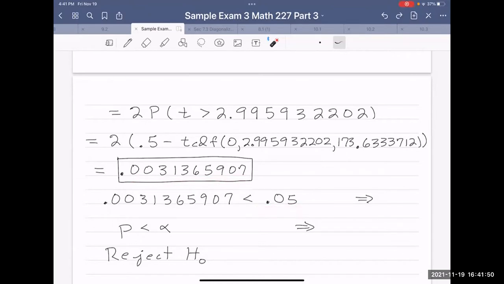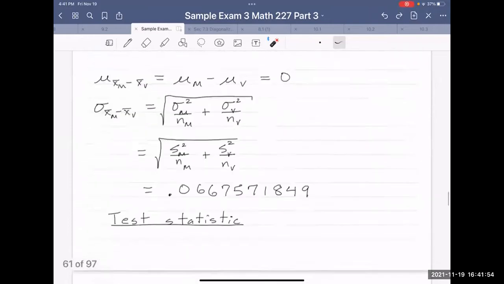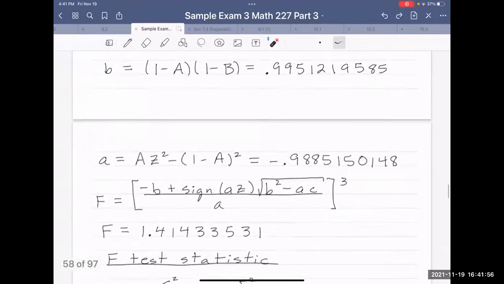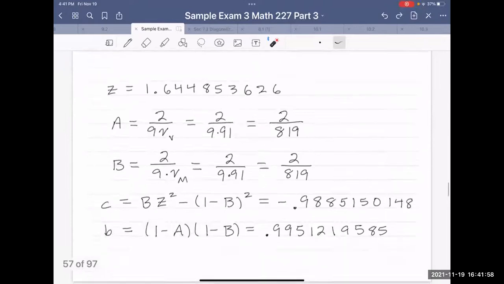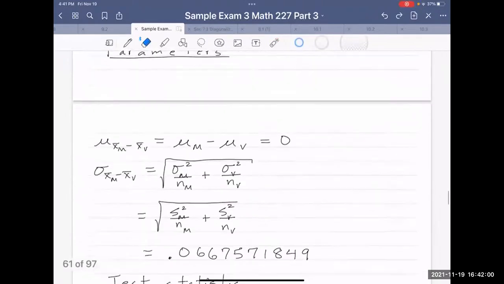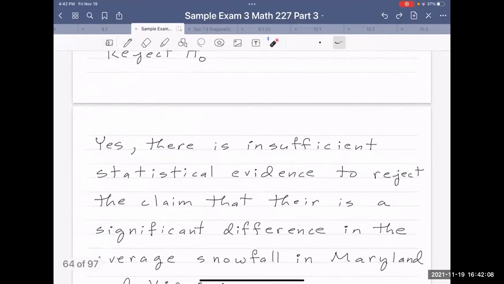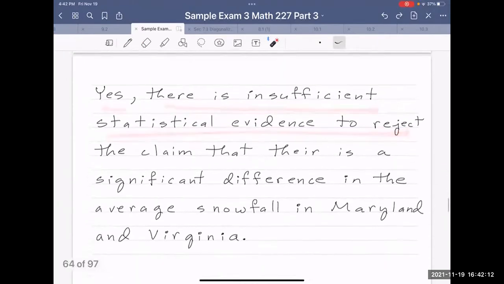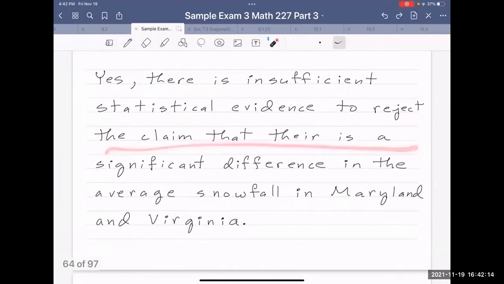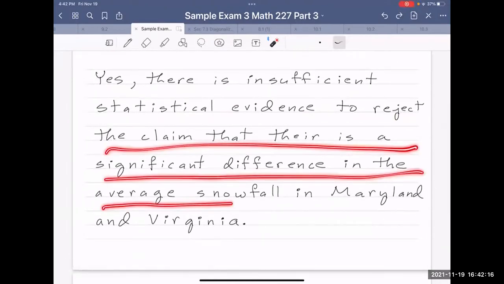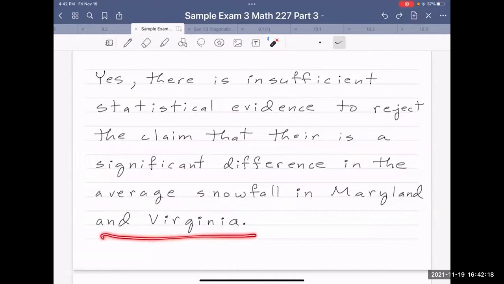This is less than 0.05. And so, let me just see for 1 second. Yeah, it was 0.05. This is less than 0.05. So we reject the null hypothesis. So yes, there's insufficient statistical evidence to reject the claim that there is a significant difference in the average snowfall in Maryland and Virginia.